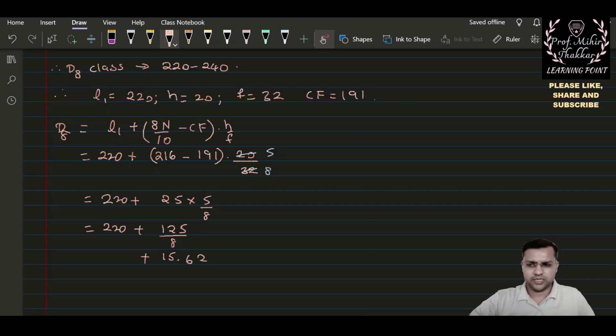And this is plus 220. So 220 plus 15.62 will be 235.62 in terms of rupees. So guys, your D8 value is 235.62 rupees.